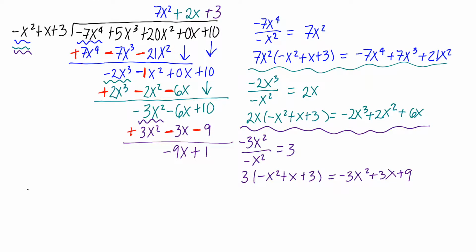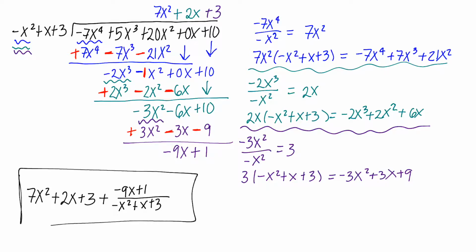All right, so my answer here is 7x squared plus 2x plus 3. That's the quotient. And then we're writing it as the remainder, 9x plus 1, over the divisor, which is negative x squared plus x plus 3. So that's long division for you.